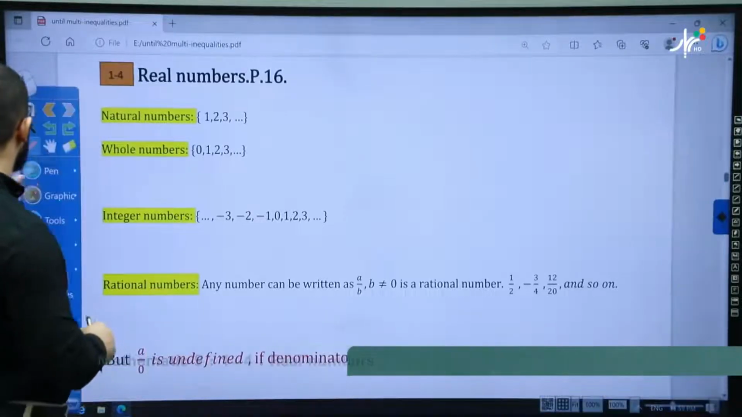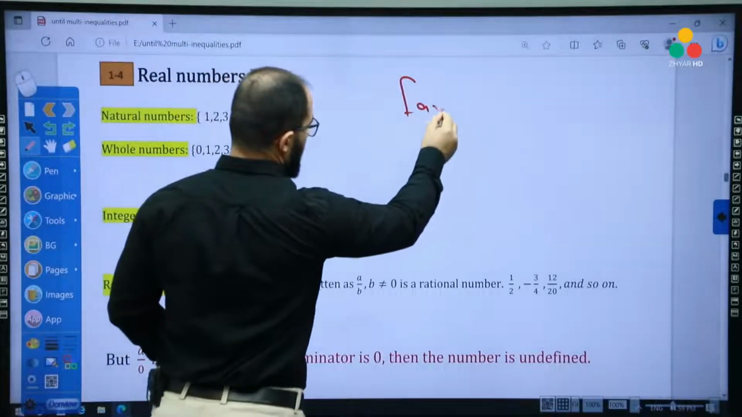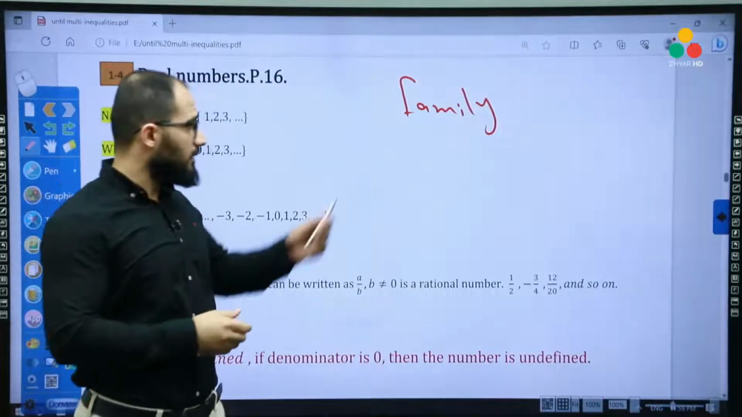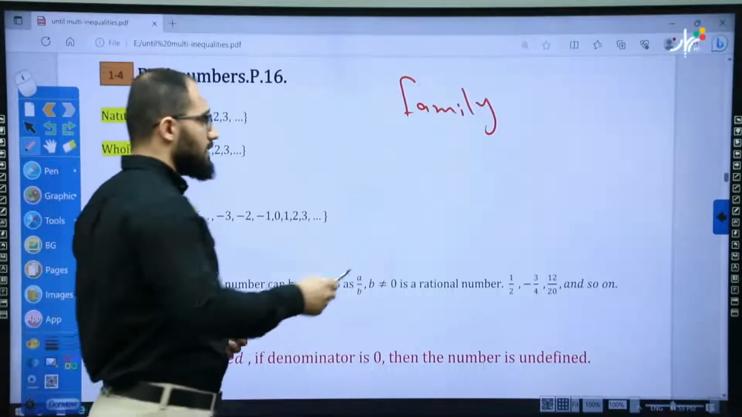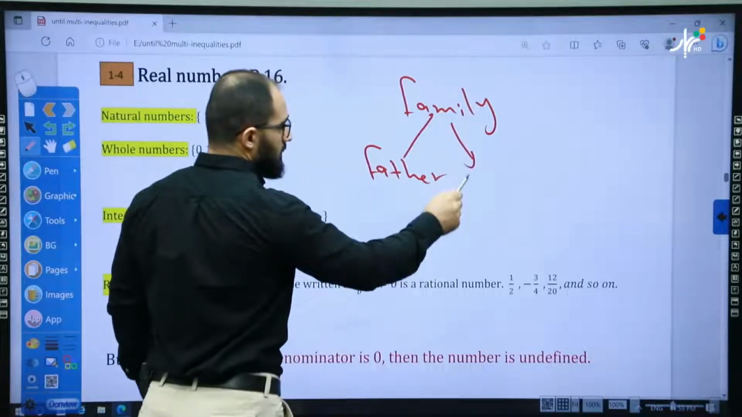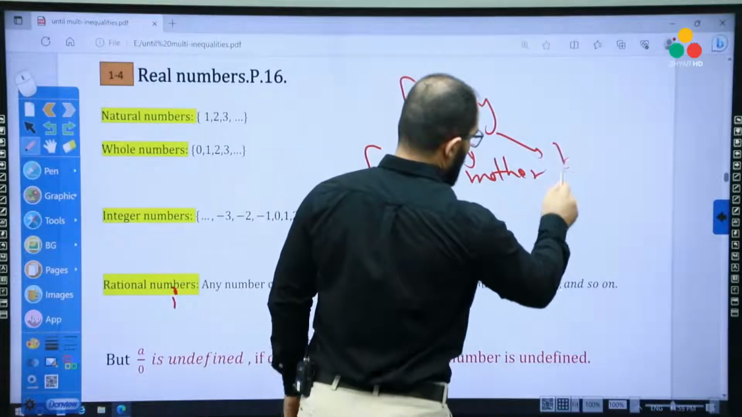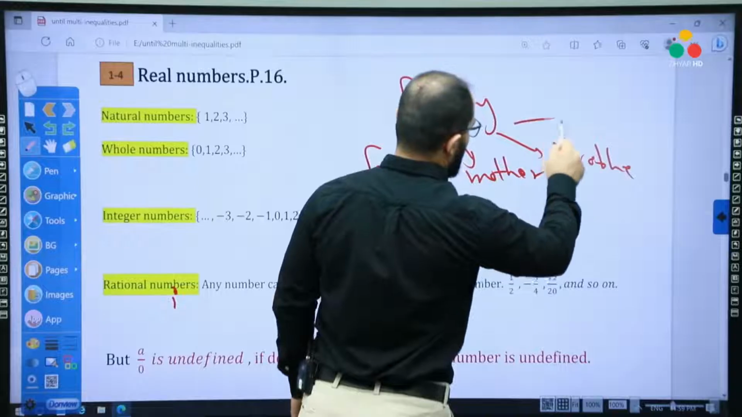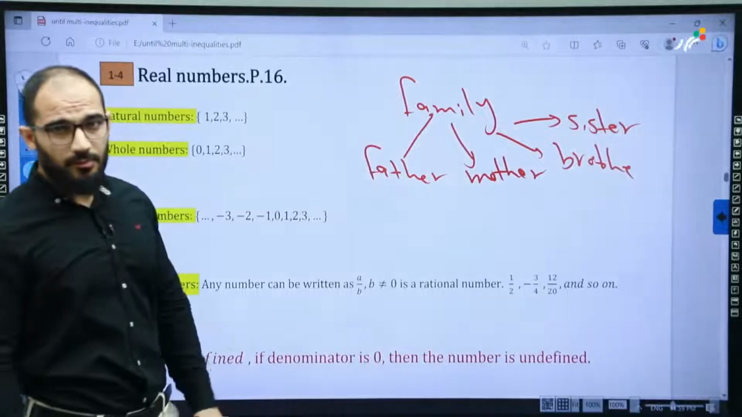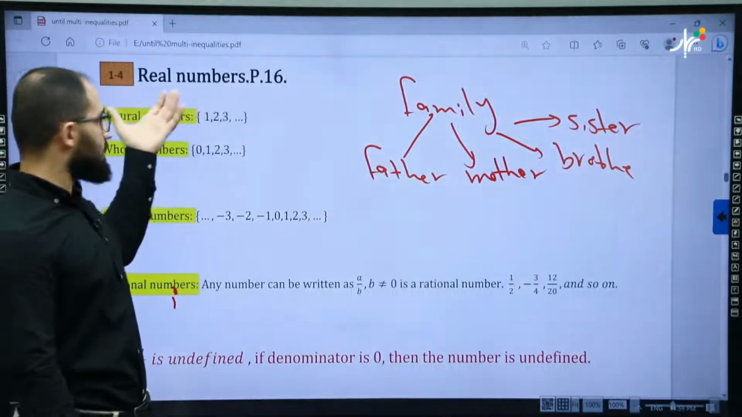Okay, so let's say we have a family. If I ask any one of you about the family members, all of you are going to say the family members are father and mother, and also we have brother, and also you can say sister. This is the family member. This is not our subject, but I want to explain it because it is related to the subject.